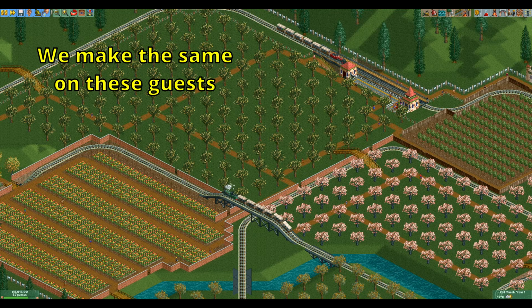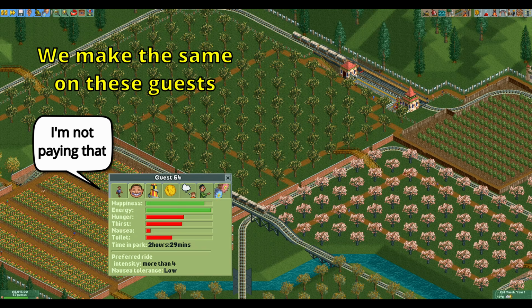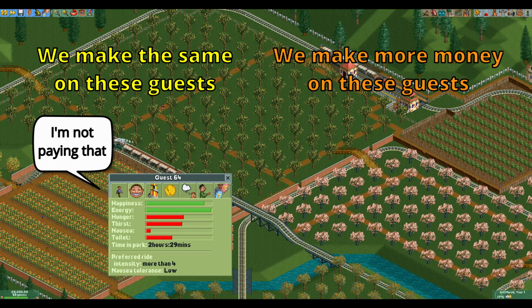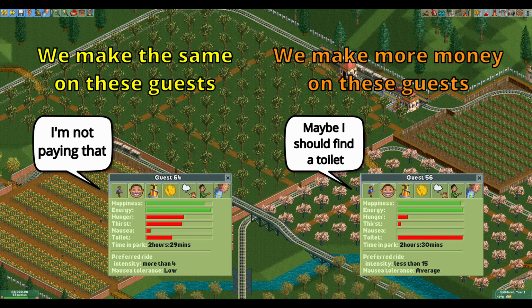Basically, we don't lose money on the guests that only need to go slightly because they will need to go badly enough later, and we make more money on guests that attempt to go to the toilet for the first time when they already need to go quite badly.